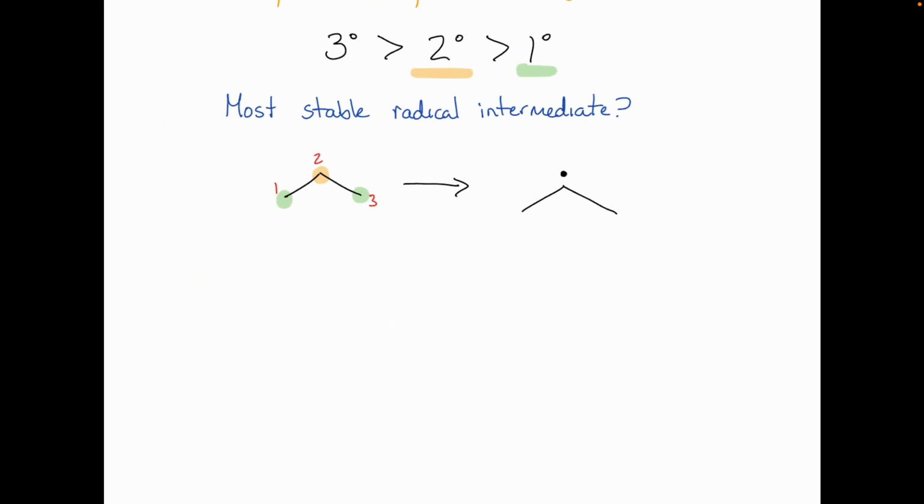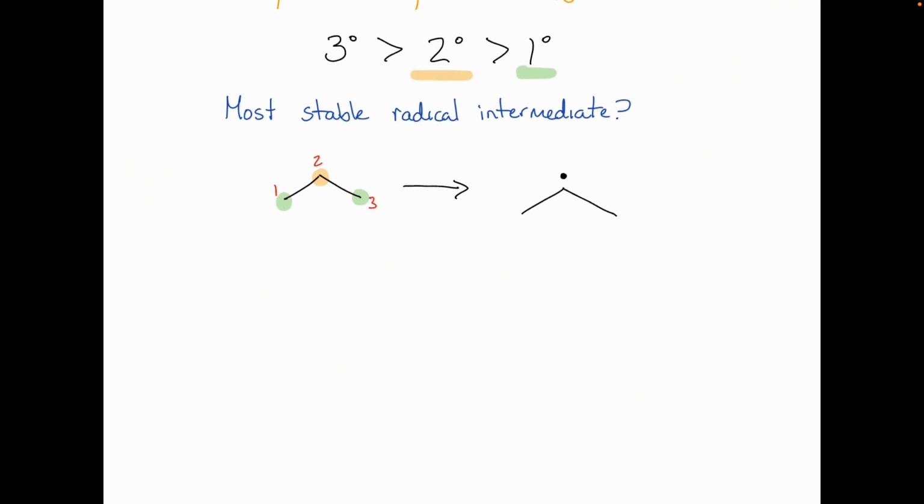Okay, so I'm going to put down some examples, and you guys are going to draw me the most stable radical intermediate for these particular hydrocarbons.